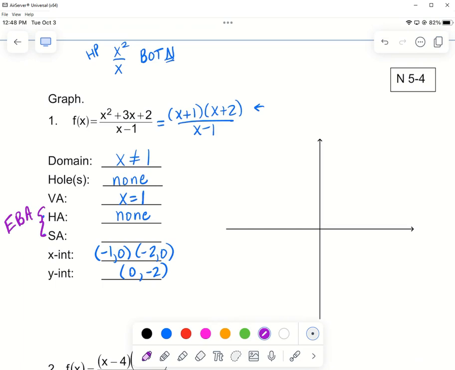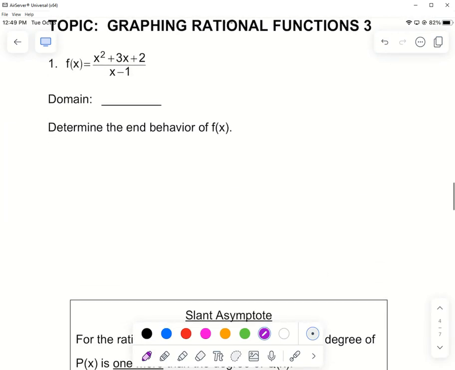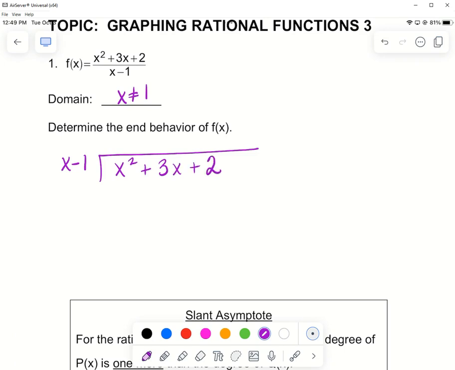So how do I figure this slant asymptote? Well, let me go back to the beginning. We already have the domain. We've already talked about that. Determine the end behavior of f of x. So I'm going to look at that slant, and we get to do something that I know is your favorite, and you'll be so excited that we get to do this again, and that is long division. I want to do the long division on this guy, let's see what I end up having.